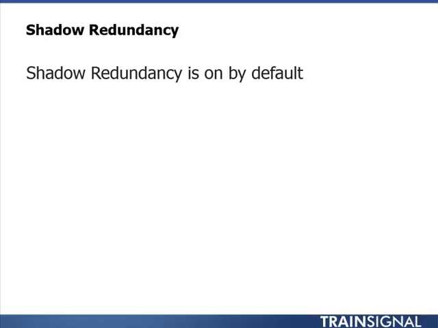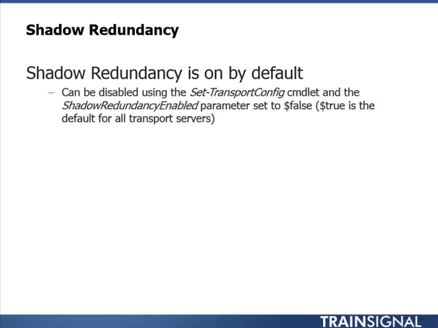Keep in mind that shadow redundancy is on by default. It can be disabled, and you can configure certain parameters using the Set-TransportConfig cmdlet. That's one you want to take note of, because it may be something you use in a production environment. You also never know when it might be included in a test question regarding the Exchange core services.